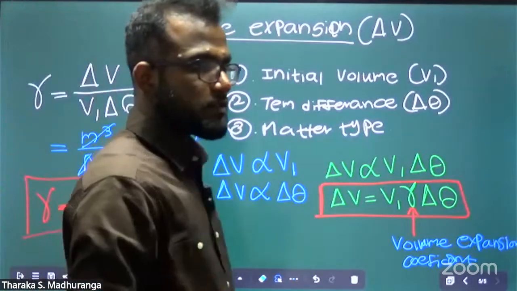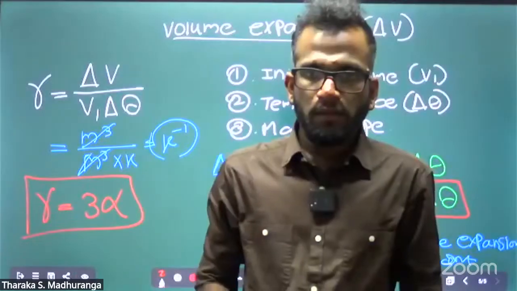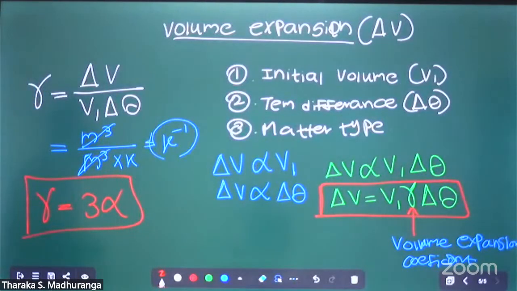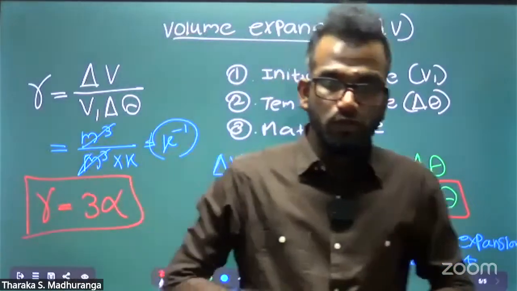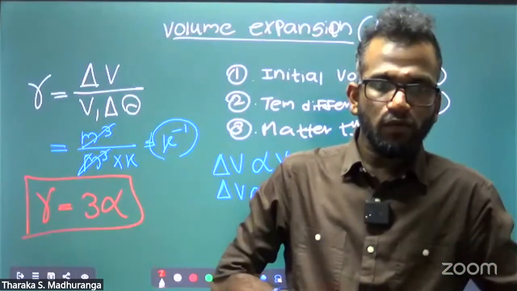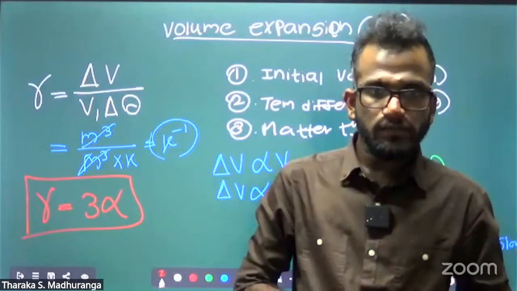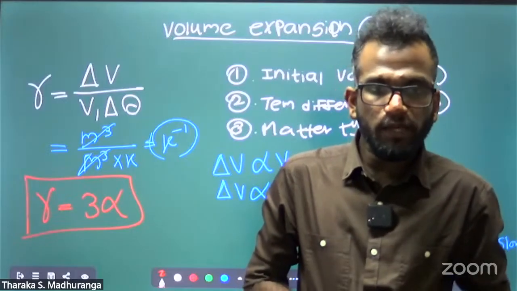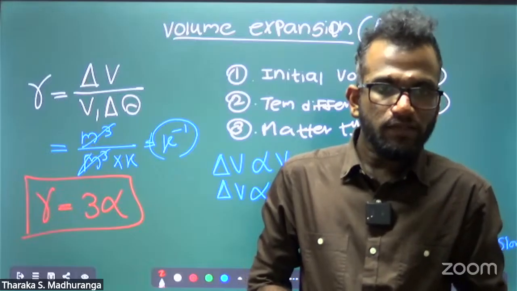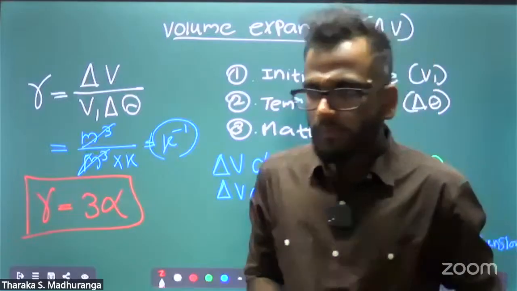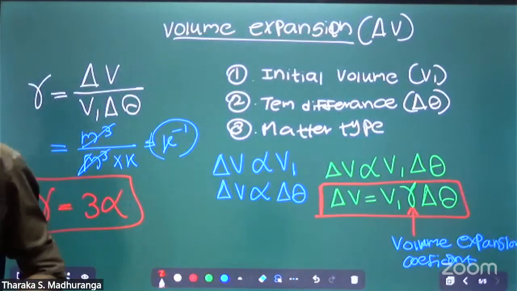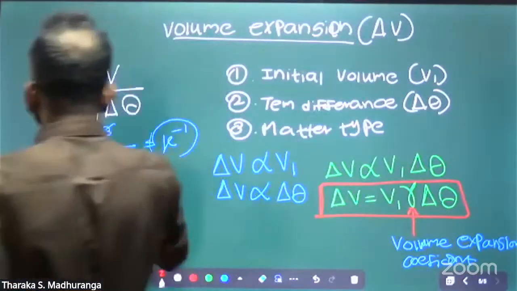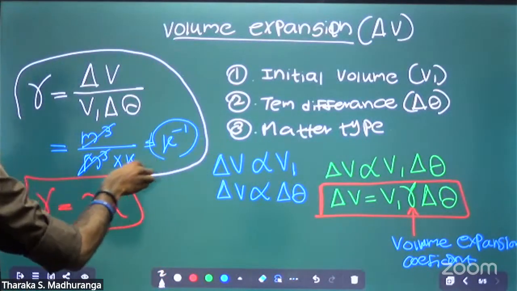When the temperature increases by 1 degree for a unit volume of any substance, the amount of volume increase is called the volume expansion coefficient. Okay, quickly write down this part.